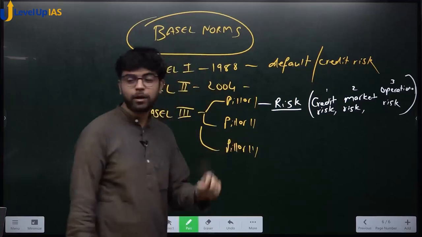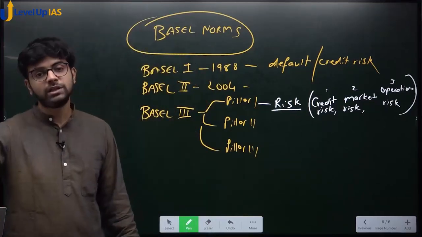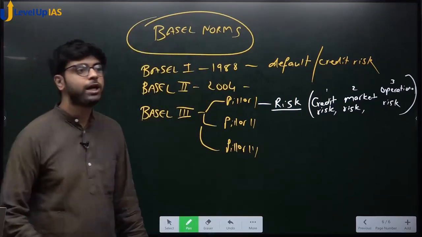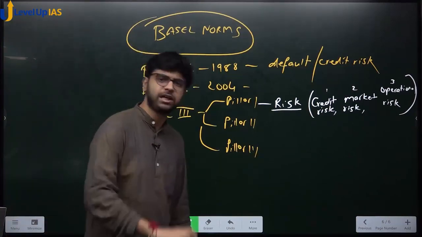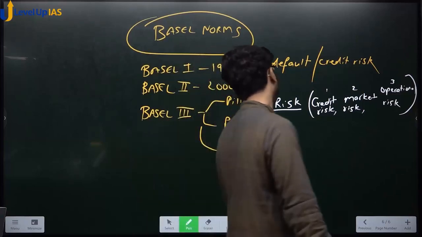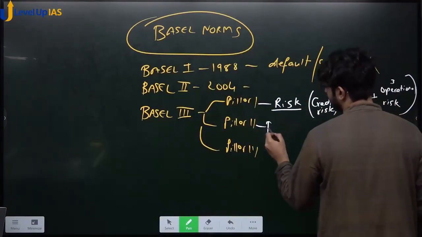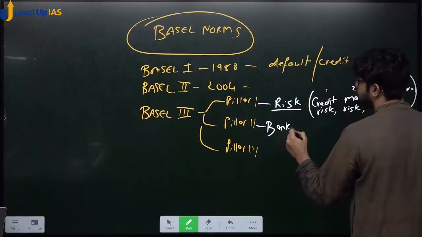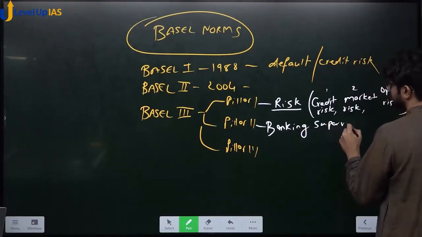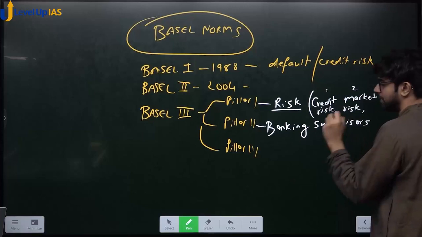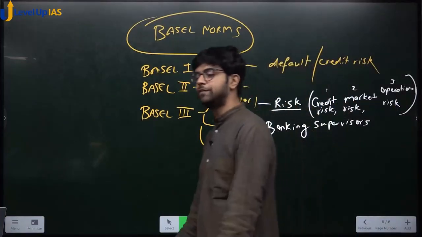Okay? Then we come to pillar two. Now, pillar two is nothing but banking supervisors. Okay, you need to keep effective people in your bank. You need to keep very efficient people in your bank. See, we are all reducing the risk to banks. So pillar two talks about banking supervisors.